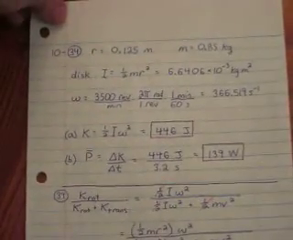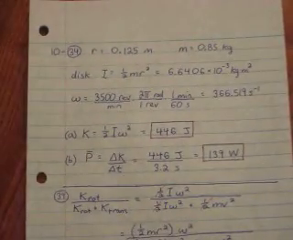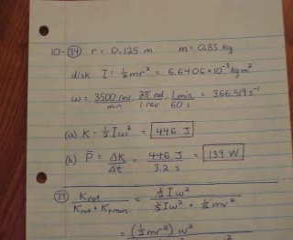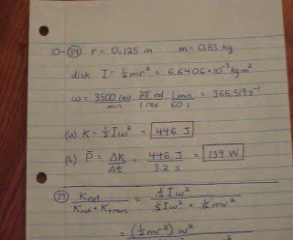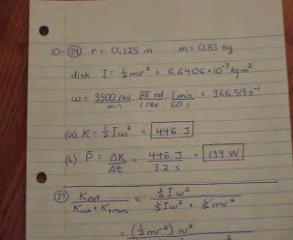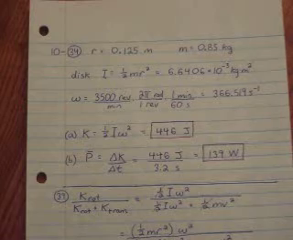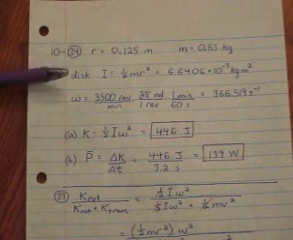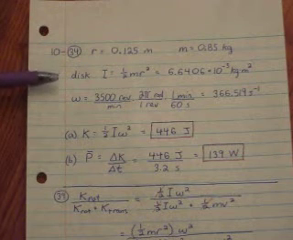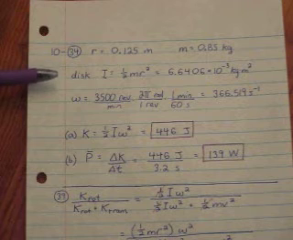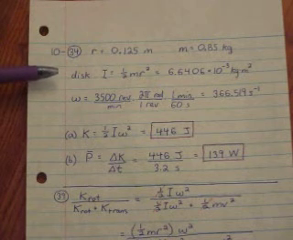Number 34. Circular saw blade. What's its rotational kinetic energy? Okay, so we consider it to be a disk, I equals 1/2 mr squared. You can solve for I right away and get 6.6406 times 10 to the negative 3 kilograms meters squared.